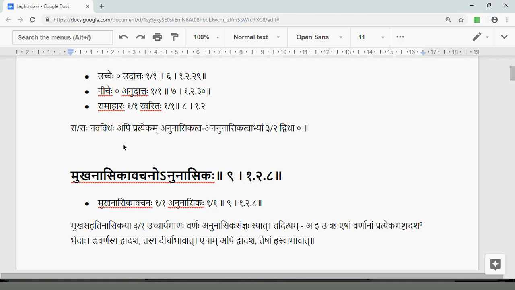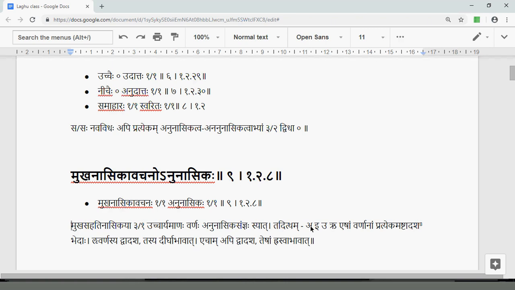In the end we saw that mukha nasika vachano anunasikah. What is anunasika? Mukha and nasika vachana, mukha sahita nasikaya uchcharyamana varna anunasika sanyah syat. That which is pronounced not only through the mouth but through the nose, through nasalization, that letter, that varna which is pronounced using the nose as well by nasalization, is called anunasika. And ananunasika will be non-nasalized. So there is a two-fold division now, nasalized and non-nasalized letter.